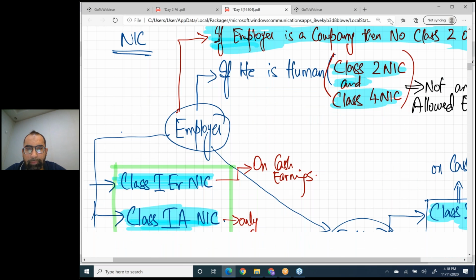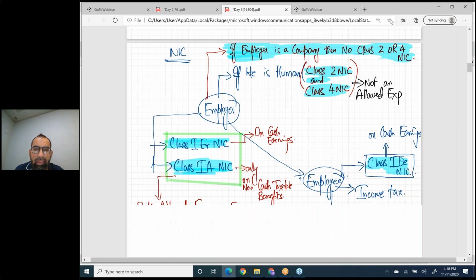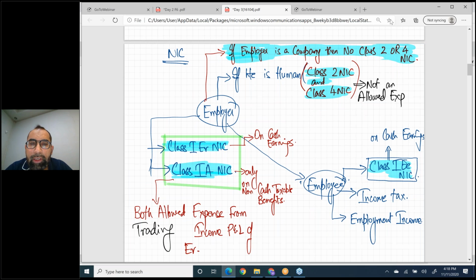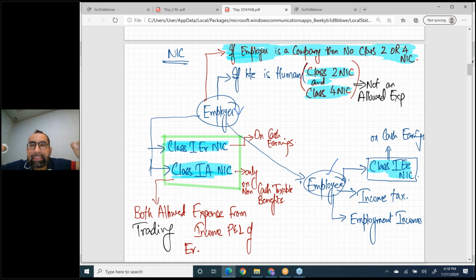Now, look at the sketch very carefully. This will definitely come in your exams for sure. Now, there are two people in front of you. One is the employer and the second is the employee.